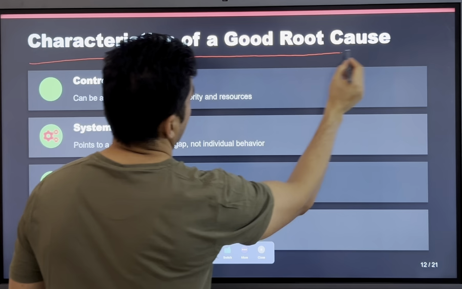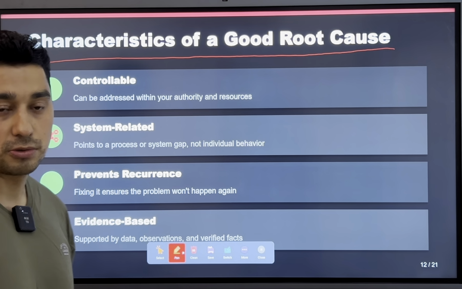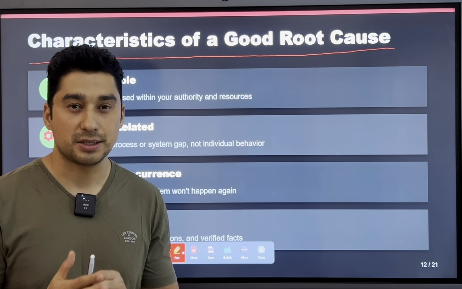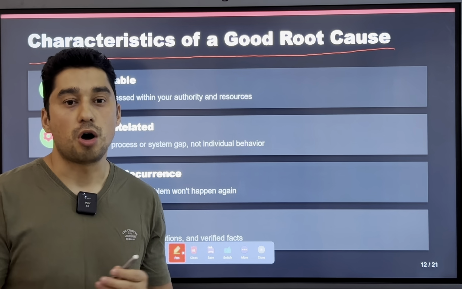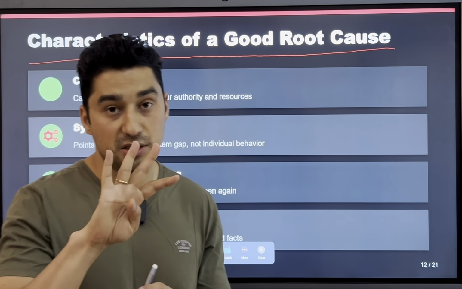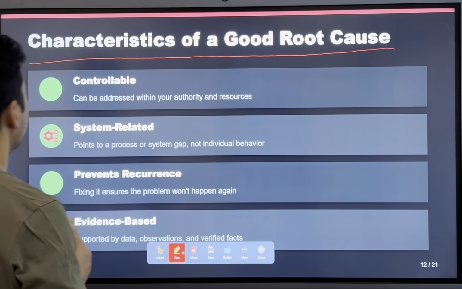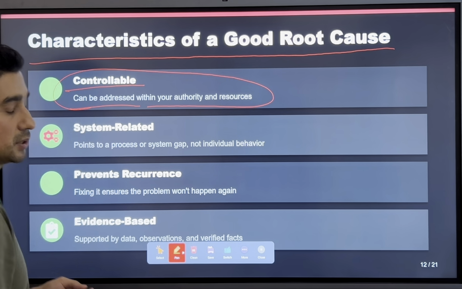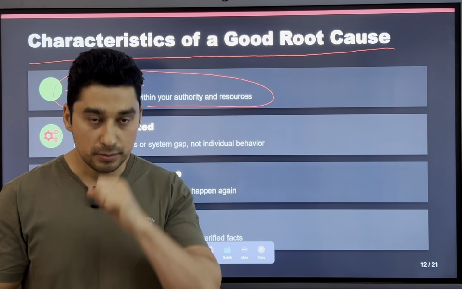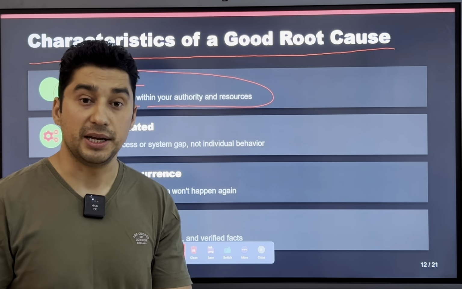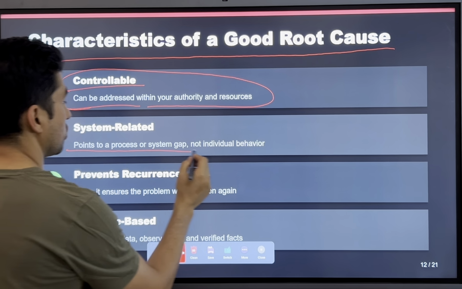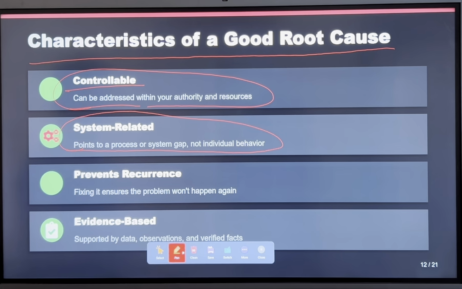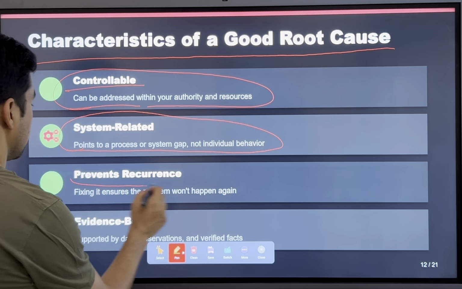There are some characteristics of a good root cause. Whenever you are performing any root cause analysis, the 5 why analysis that you are doing, there are some good characteristics that you have to follow. A good root cause must meet 4 conditions. First one, it must be controllable, it can be addressed within your authority and resources. Second one, system related, it points to a process or system gap, not individual behavior. Third one, we have to prevent the reoccurrence.